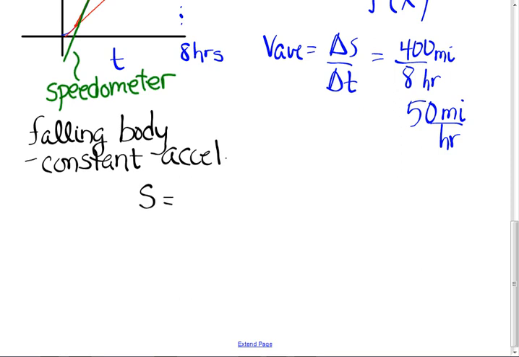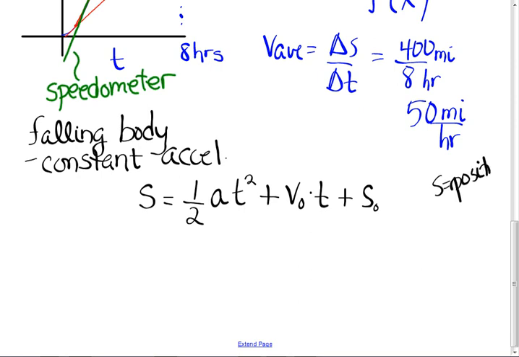Your position is equal to 1/2 the acceleration times the square of the time plus the initial velocity times the time plus your initial height. Now, I use S for position because I don't like D for distance. They always use S in physics. Okay? That is a falling body problem with a constant acceleration. You should probably write it down. I don't think it's in your packet.